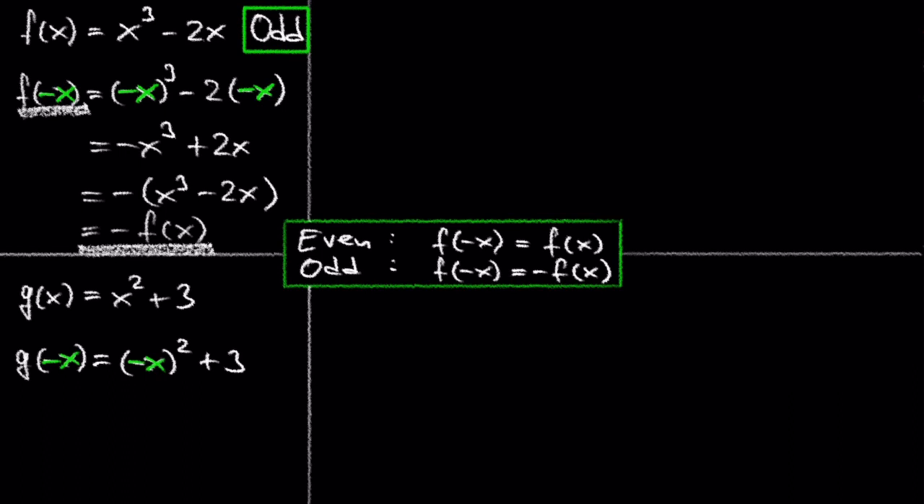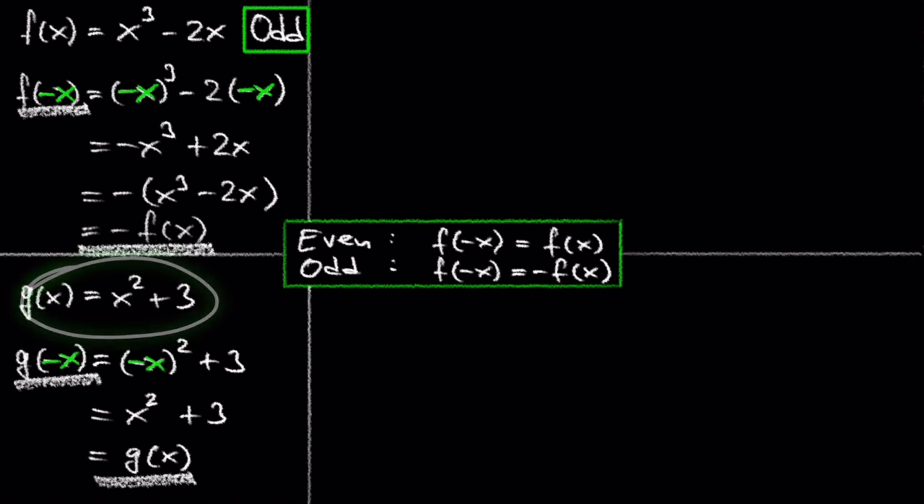Negative x in parentheses squared is equivalent to x squared. So we get x squared plus 3, which is exactly g of x. So we have shown that g of negative x equals g of x. Which means we have shown that g of x equals x squared plus 3 is an even function.